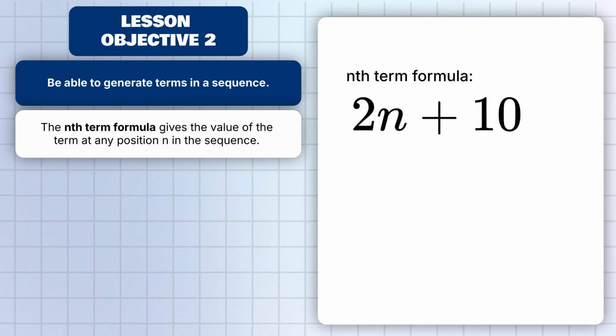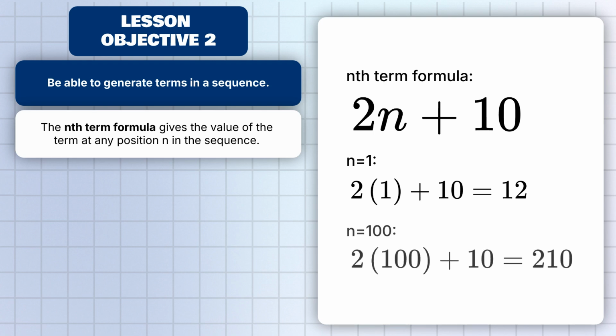To find the first term in the sequence, we substitute 1 into the formula to get 12. If we wanted to find the 100th term of the sequence, we do not need to write out all 100 numbers in the sequence. Instead, we can just substitute n equals 100 into the formula to find that the 100th term is 210.